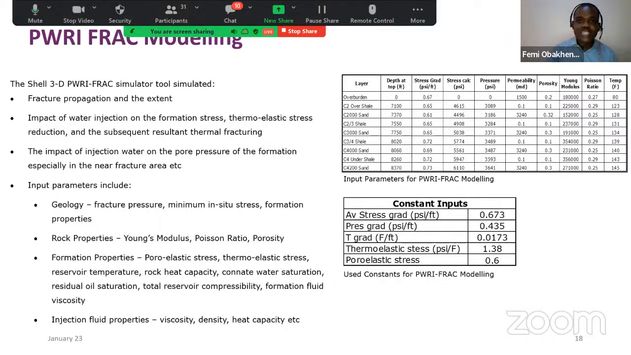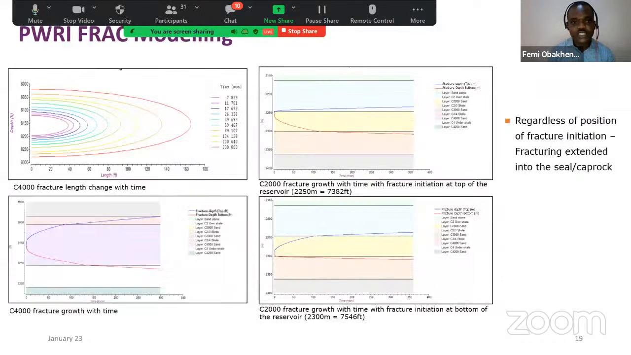What that really tells you is, as you inject into the reservoir, how your fracture will grow over time. If you look at the first plot on the right, you can see the wavefront telling you how your fracture length increases with time. The time is in months, so you can see this was done for up to 30 years. You can see how the fracture length keeps increasing over time.